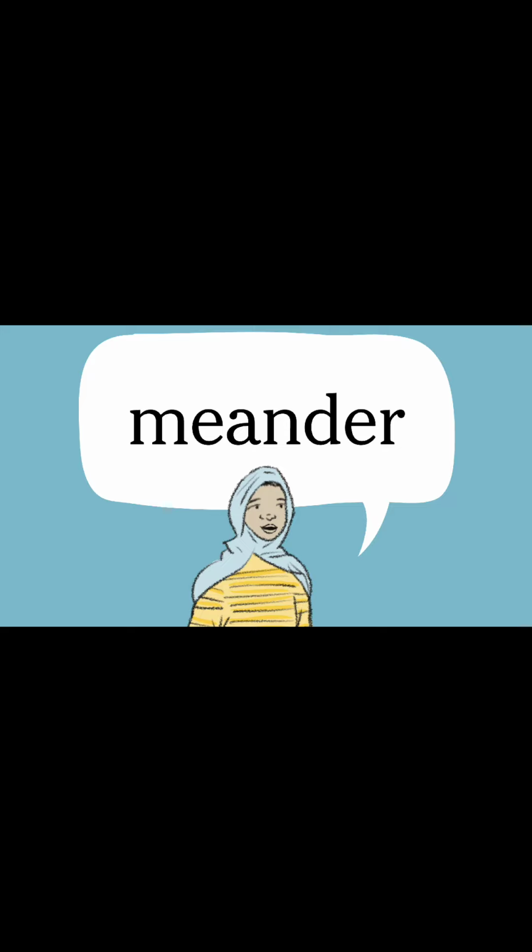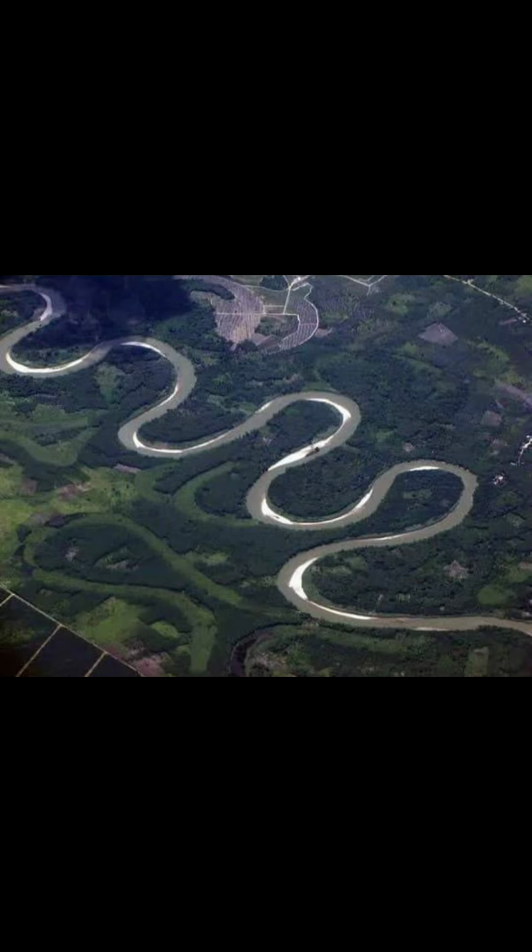Meander is defined as to take a winding course aimlessly, as of water. Meanders are patterns in nature where curved lines are the dominant design. A meander includes a series of regular sinuous curves, bends, loops, turns, or windings in the channel of a river, stream, or other watercourse.